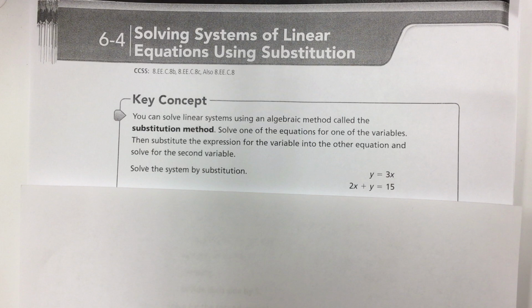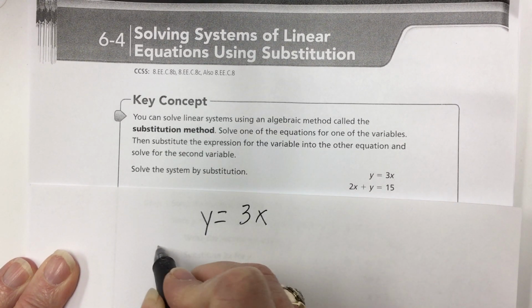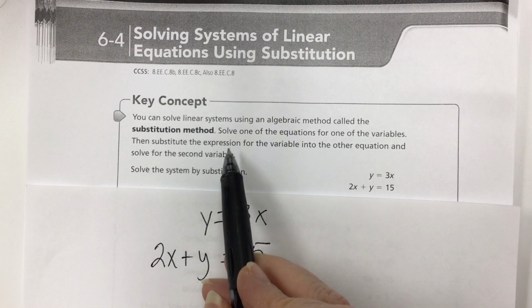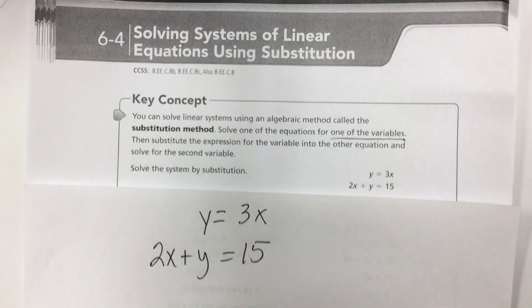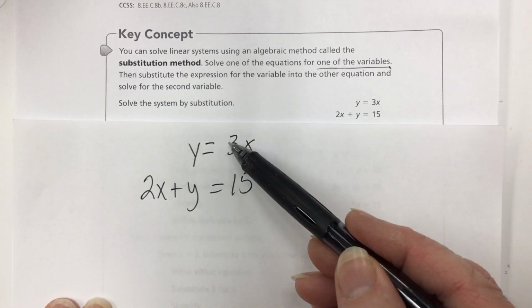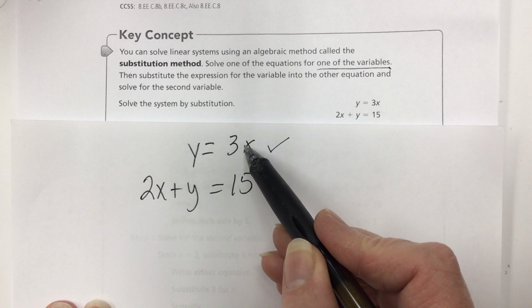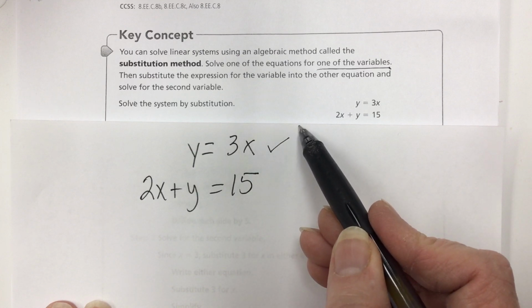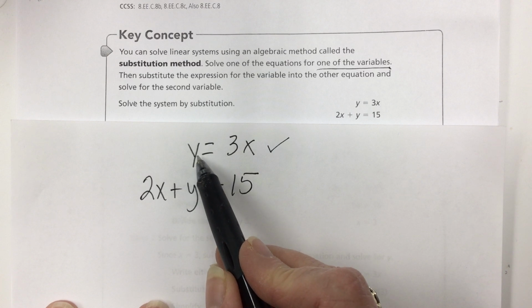So let's look at solving this system by substitution. We have y equals 3x, and we have 2x plus y equals 15. Our first step is to solve one of the equations for one of the variables. Looking at this problem, I notice that the first equation is already solved for a specific variable. This one is already in the form of y equals something.